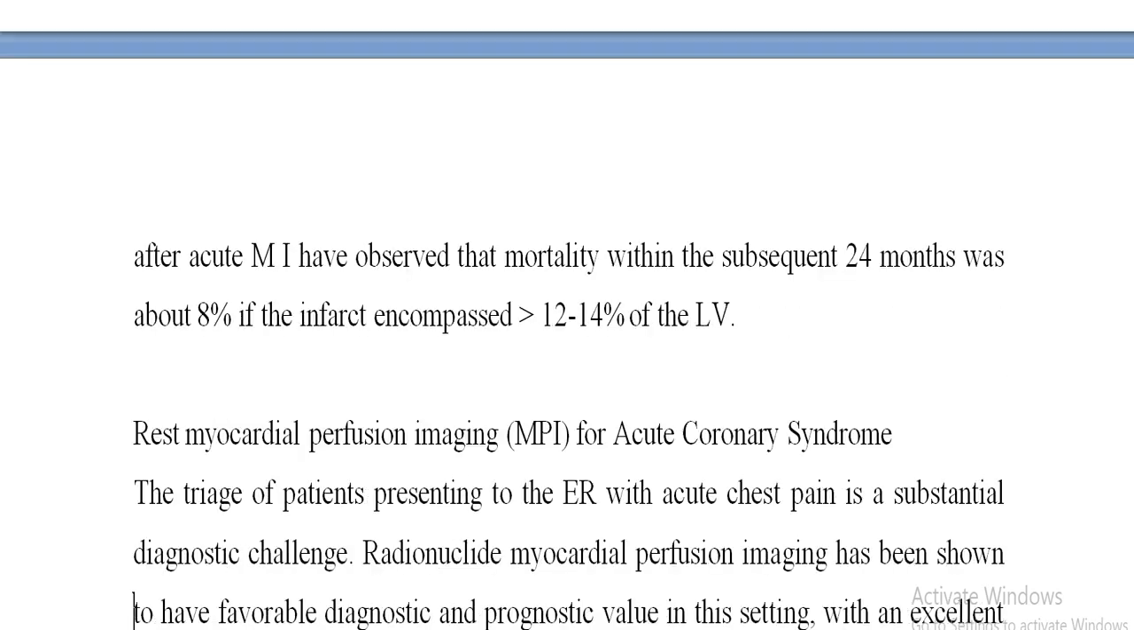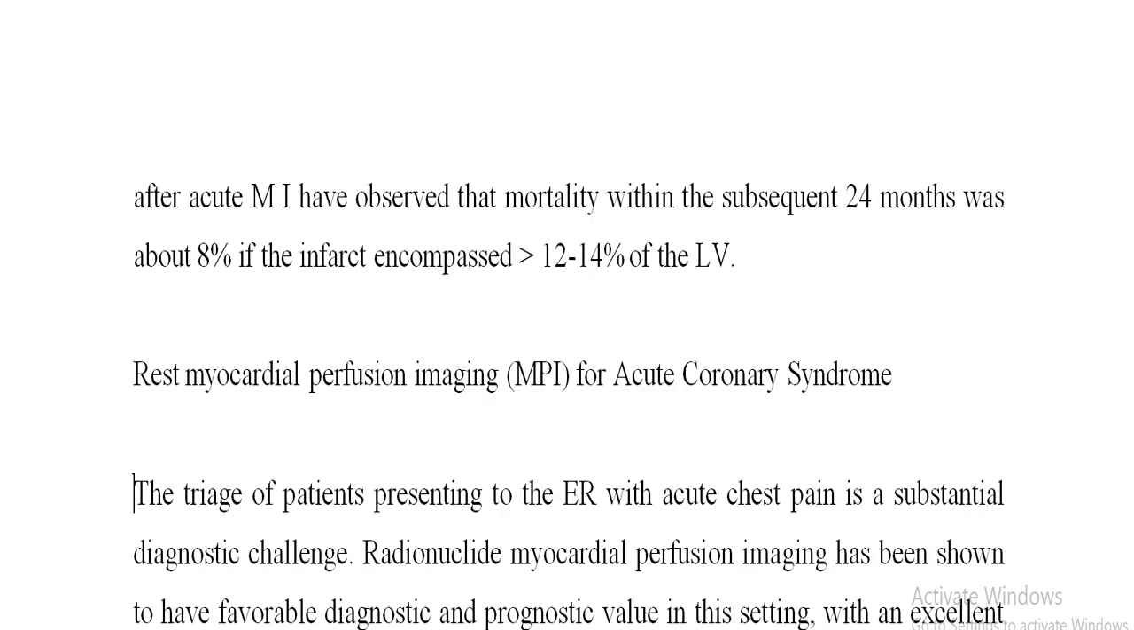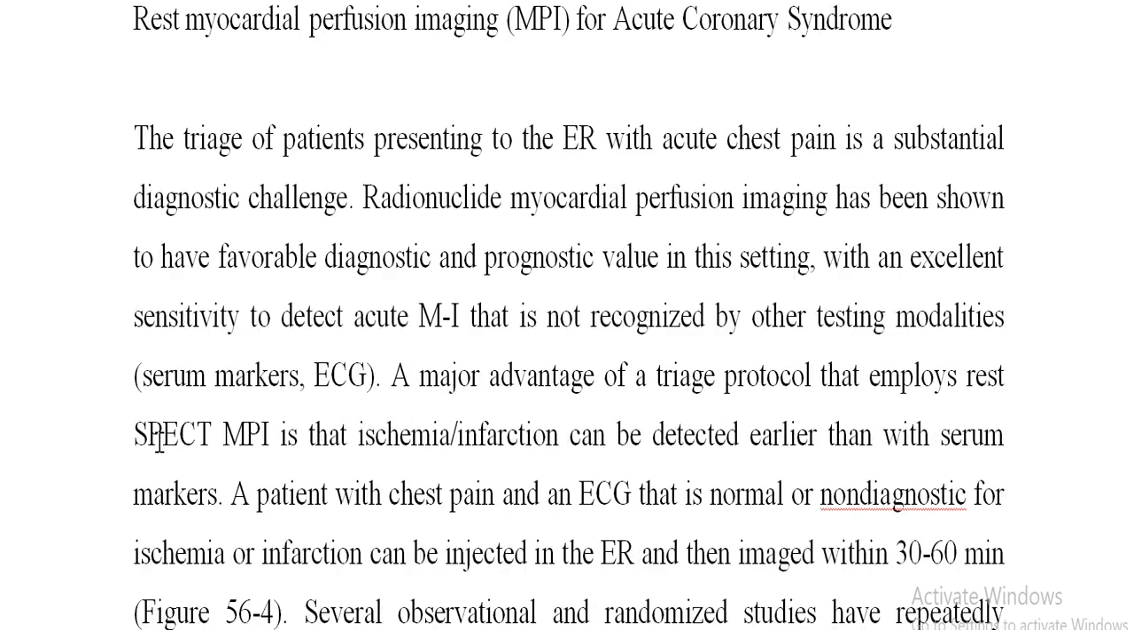Rest myocardial perfusion imaging, MPI. For acute coronary syndrome, the triage of patients presenting to the ER with acute chest pain is a substantial diagnostic challenge. Radionuclide myocardial perfusion imaging has been shown to have favorable diagnostic and prognostic value in this setting, with an excellent sensitivity to detect acute MI that is not recognized by other testing modalities, serum markers, or ECG.